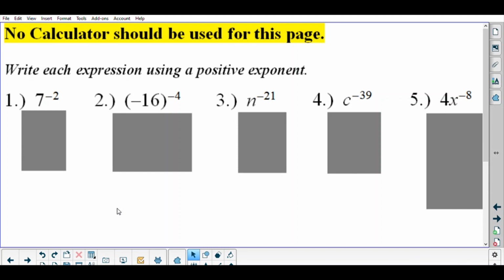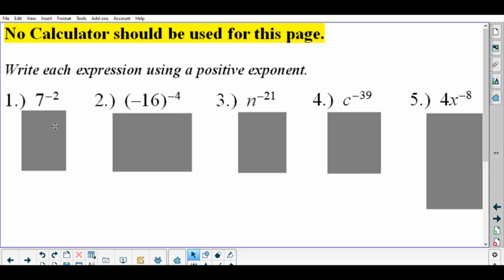Problem number 1, I will do for you. Follow along. 7 to the negative 2nd power would be, now forgive me, I forgot to read the directions. Write each expression using a positive exponent. So problem number 1, what could I write that would equal 7 to the negative second power, where I end up using a positive exponent?